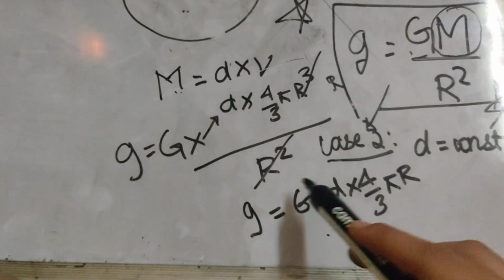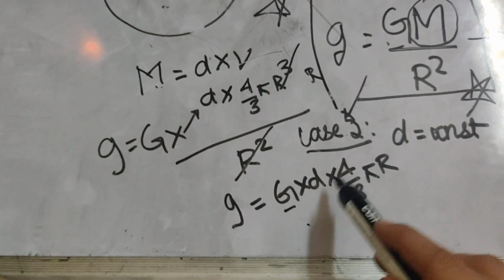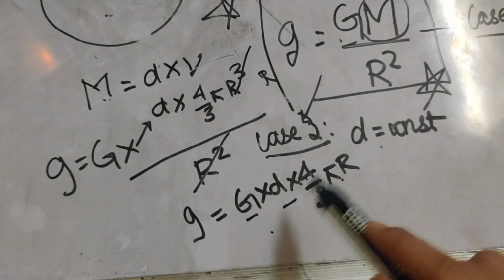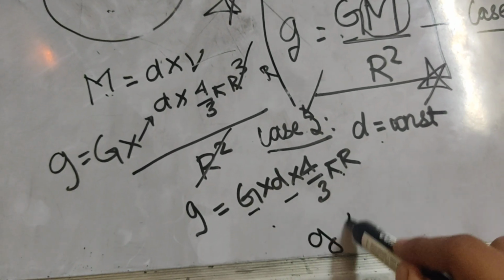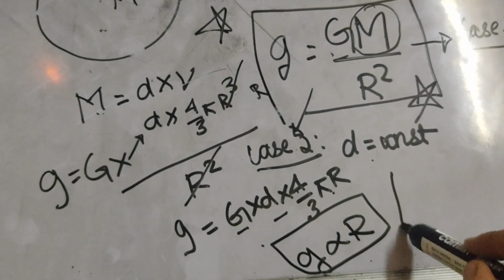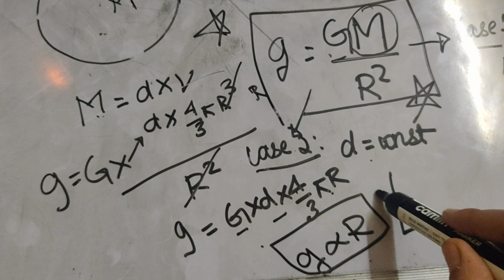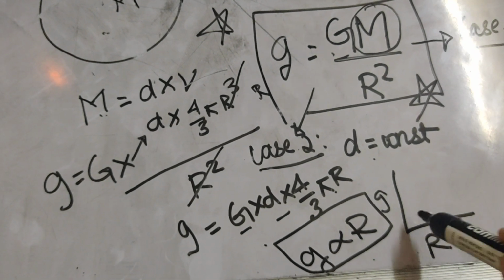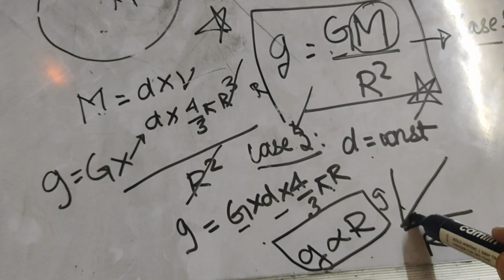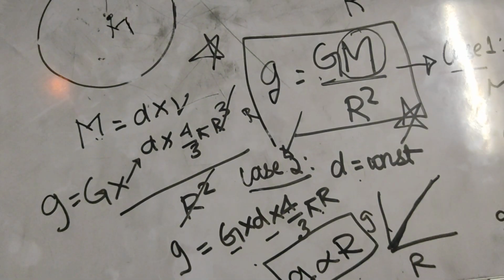That's it. So from this, capital G is constant, we consider density to be constant, and 4 by 3 pi is constant. So g is directly proportional to R. So what will the graph be like? The graph between g and R will be a straight line passing through the origin.